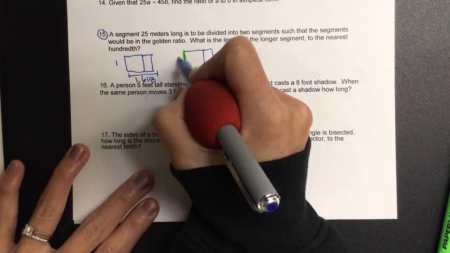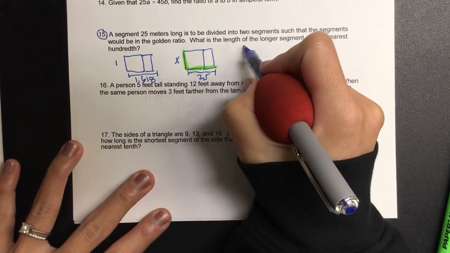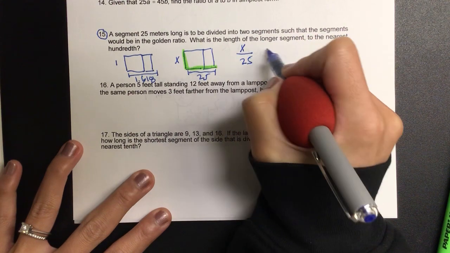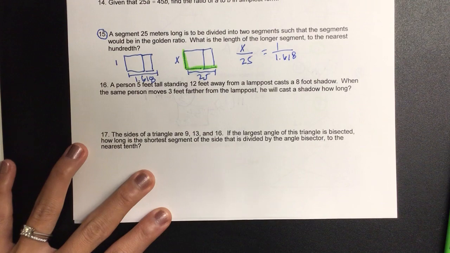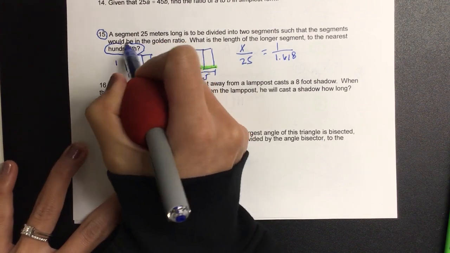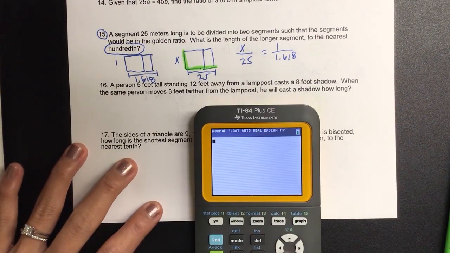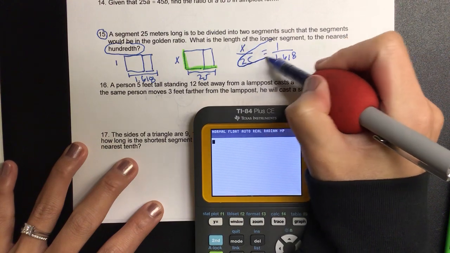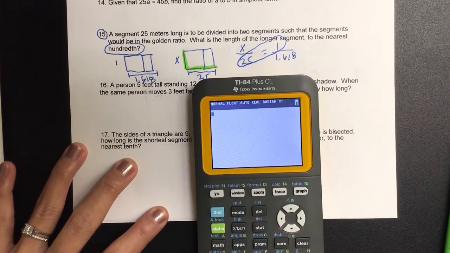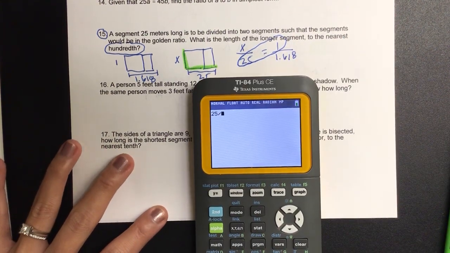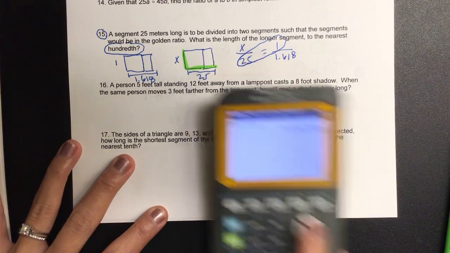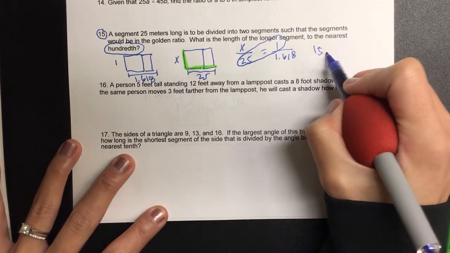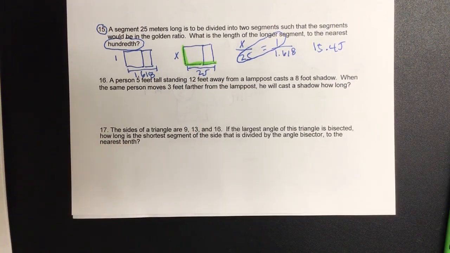So we're looking for the x. Let's write in our proportion. X over 25 is equal to 1 over 1.618. And it says to the hundredths, how many decimal places is a hundredths? 2. Yes, to the second decimal. So 25 times 1 is 25. Let's divide that by 1.618. And it wants 2 decimal places, so I get 15.45.